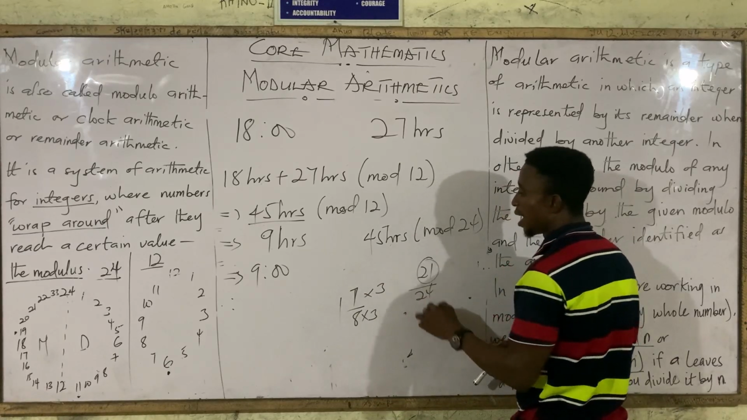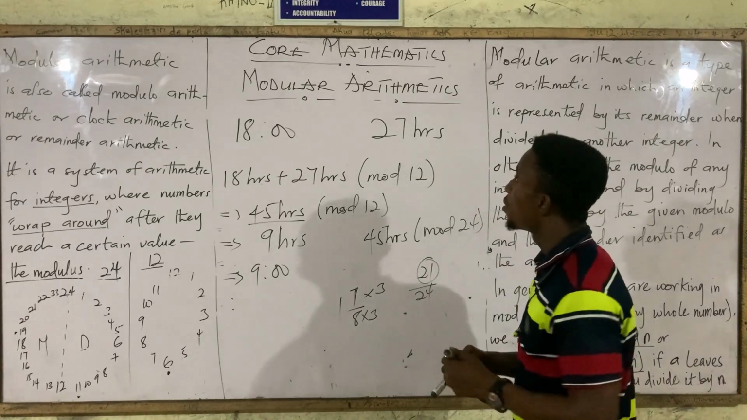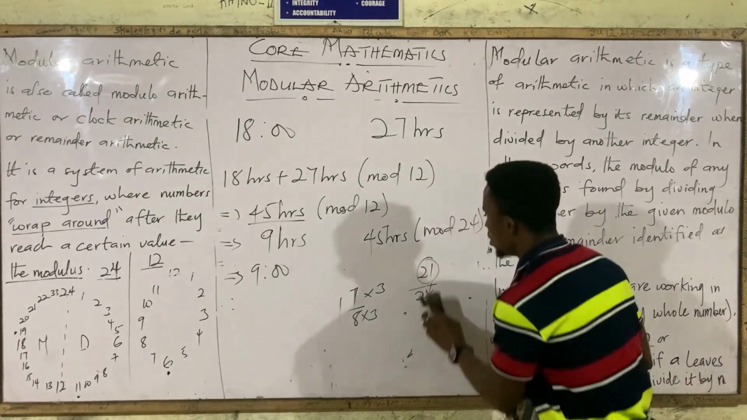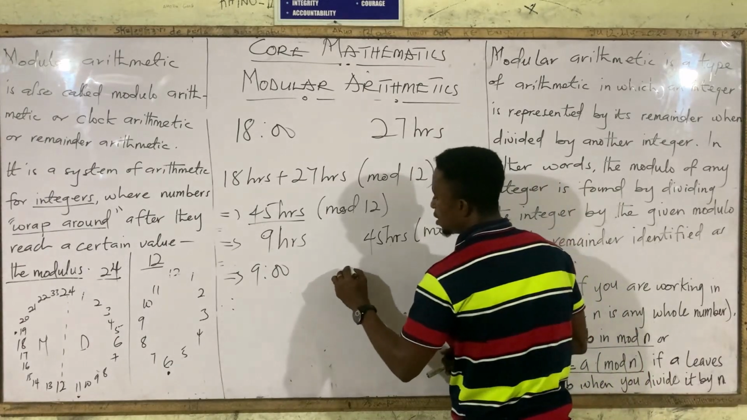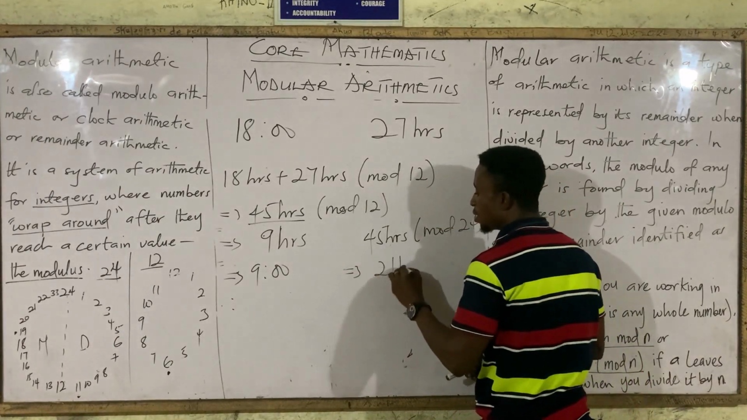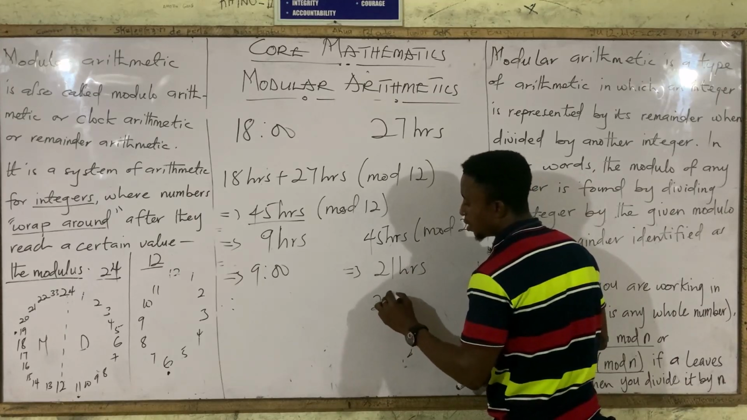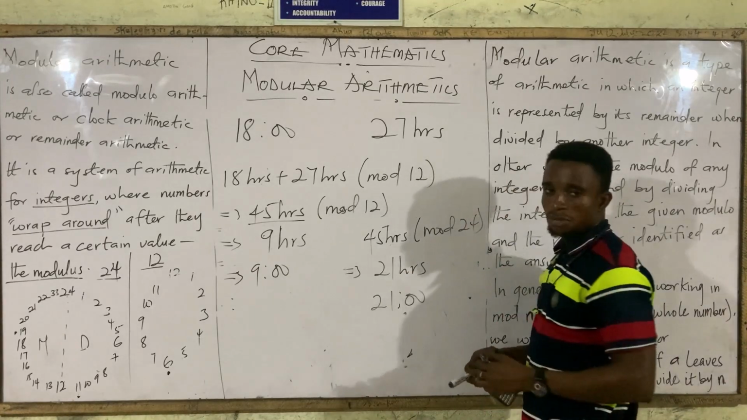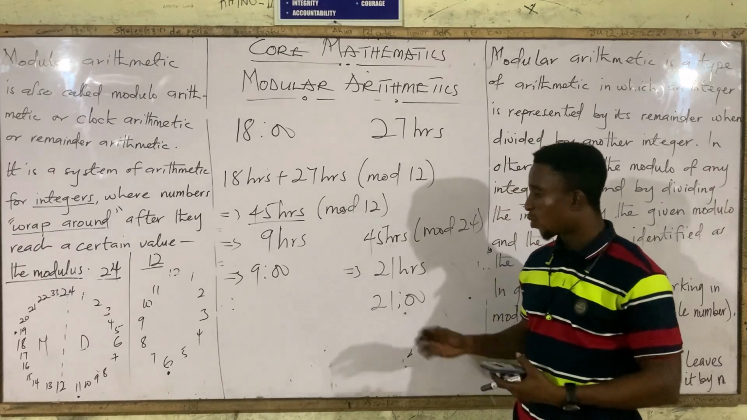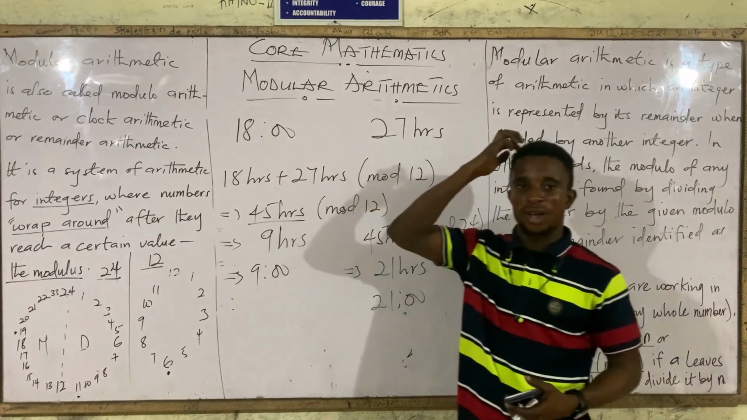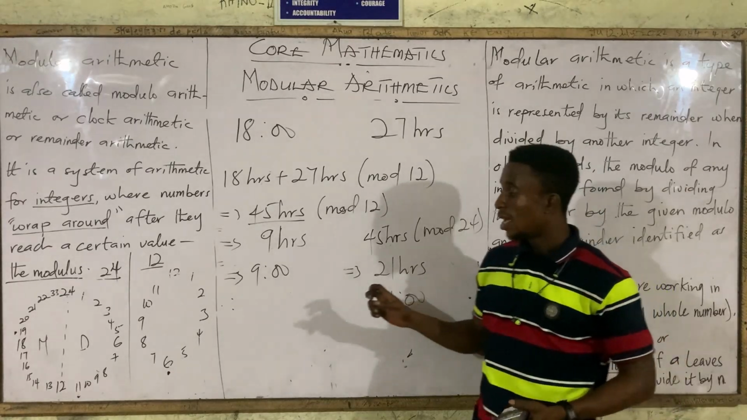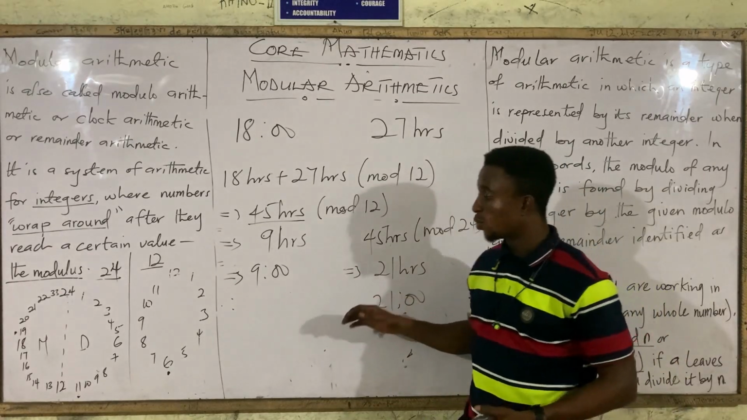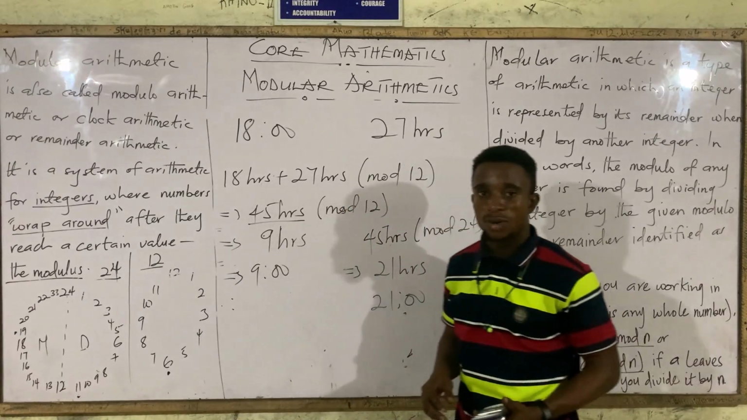24. So meaning the remainder is what? The remainder is 21, right? So this will give us 21 what? Hours, which is 21 o'clock. And you see, this 21 o'clock is in the 24-hour clock. Are we getting that? So I can convert this 21 o'clock to the 12-hour clock.